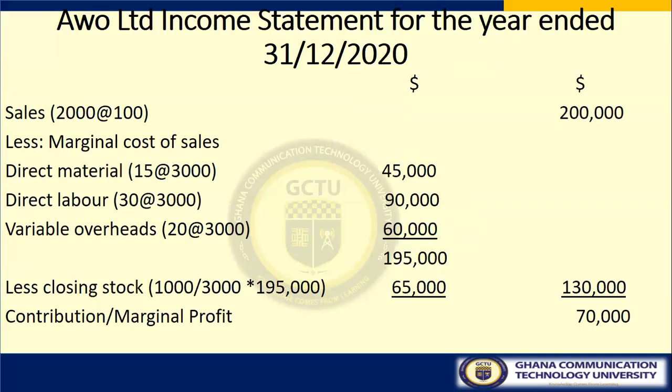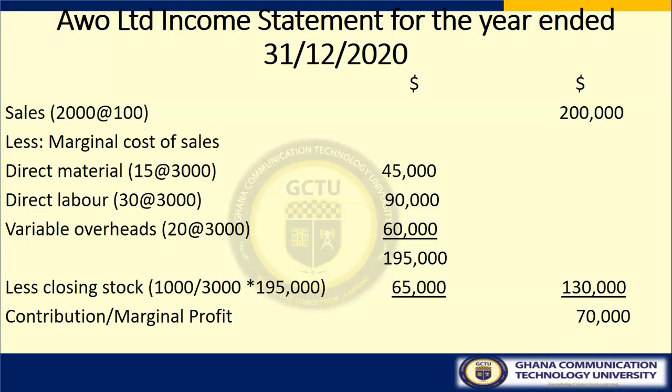Every income statement should have a heading, and the heading should come from the question. The question says Awosu Limited income statement. So: Awosu Limited income statement for the year ended 31st December 2020. Remember, your financial statement is for a year, so the period should be indicated in the heading. And you have 3 columns.